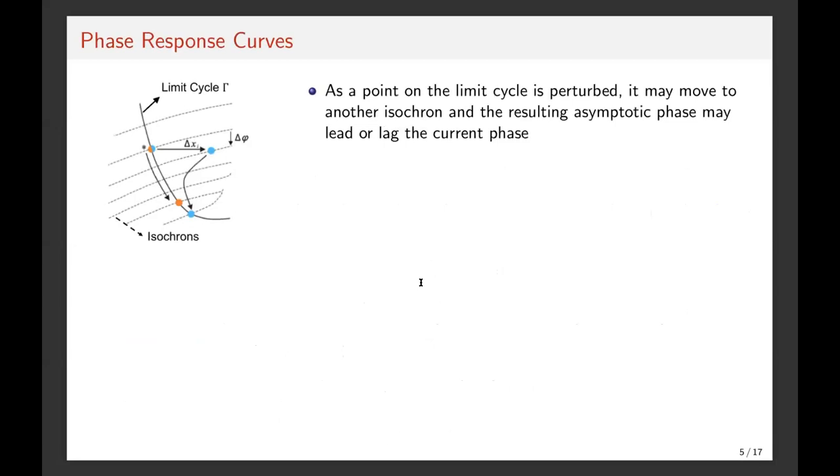So what happens to a point on the limit cycle if we make a perturbation? Here we have this orange dot. If we make a perturbation, it may not stay on the same isochron. Here the dashed curves are isochrons, and it may jump to another isochron of the limit cycle. And now the asymptotic phase of the jumped point may lead, in this case, the current phase.